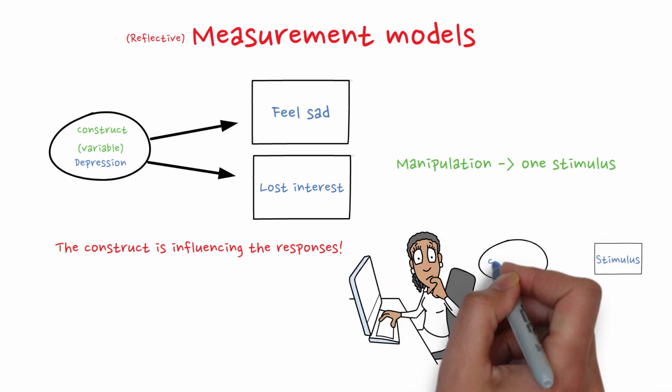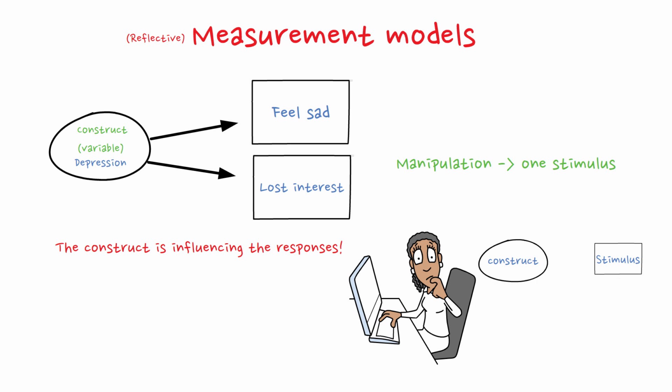There's also another important difference. With manipulations, the arrow goes in the opposite direction. Instead of the construct influencing the item, the stimulus influences the construct. In other words, the rectangle points to the oval. That makes sense because the stimulus is designed to change the participant's state or behavior.